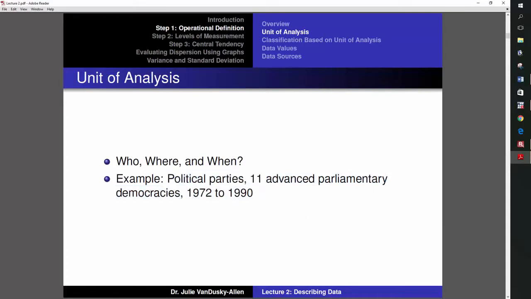We have to identify a variable's unit of analysis because if other scholars want to apply our findings to other cases that are not in our data set, they may only be able to apply our findings to cases that are similar to the ones in our data set. For example, if we are only examining parties in advanced parliamentary democracies, it might be difficult to apply our results to parties in younger democracies. Parties in younger democracies might behave differently than parties in older democracies. As such, we have to be forthcoming about the data we use so other scholars are aware of which cases our findings apply to.